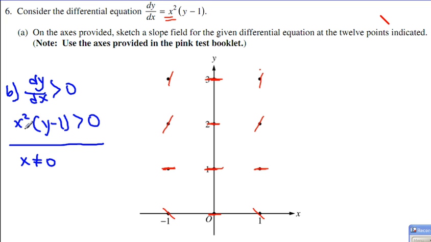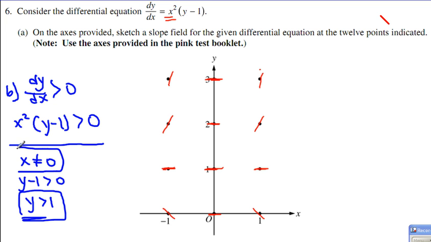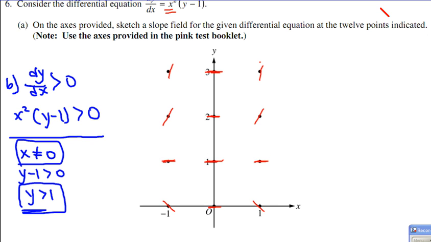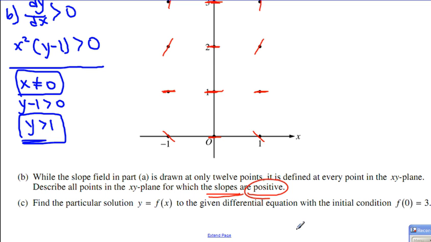But how about y? Since x squared is always positive when x is not equal to 0, y minus 1 has to be positive in order for the product to be positive. That means y has to be greater than 1. So all the points which satisfy these two conditions will be our answer. That's B. Number C. Find the particular solution and notice the initial condition.